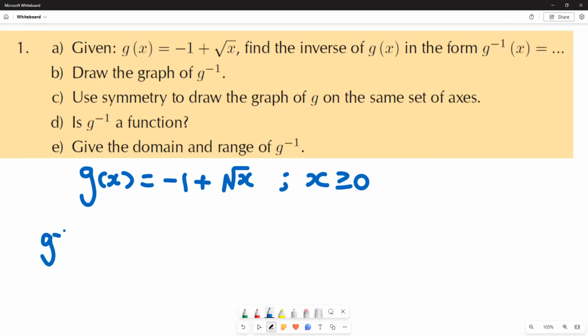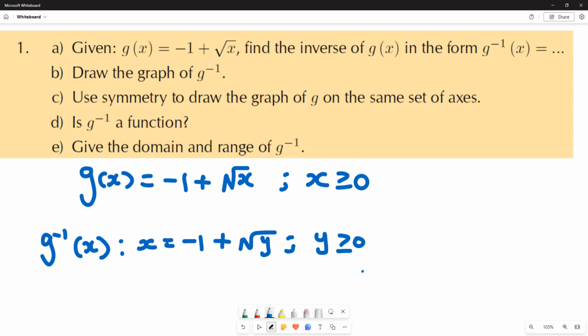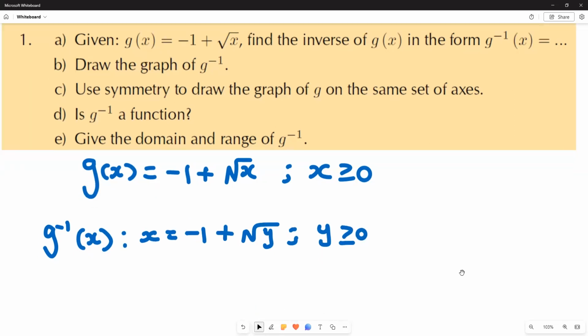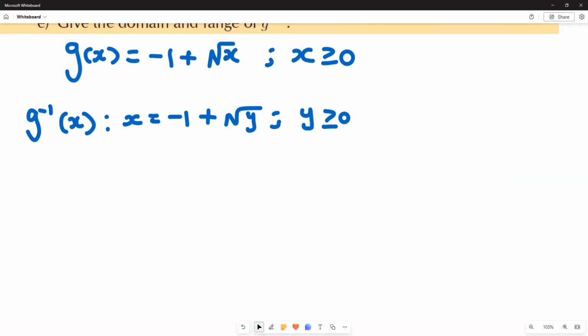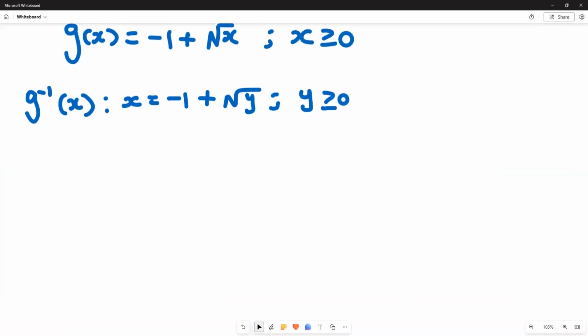So for the inverse, wherever there's an x, I put a y, and wherever there's a y, I put an x. So this is a y, I'm going to put x. Then we have x equals -1 plus the square root of y. This changes to y, so y is bigger than or equal to 0. All right, then we're going to solve that now. So we have this now.